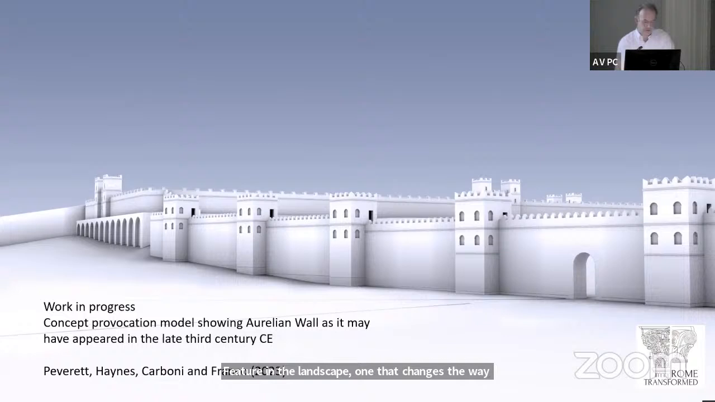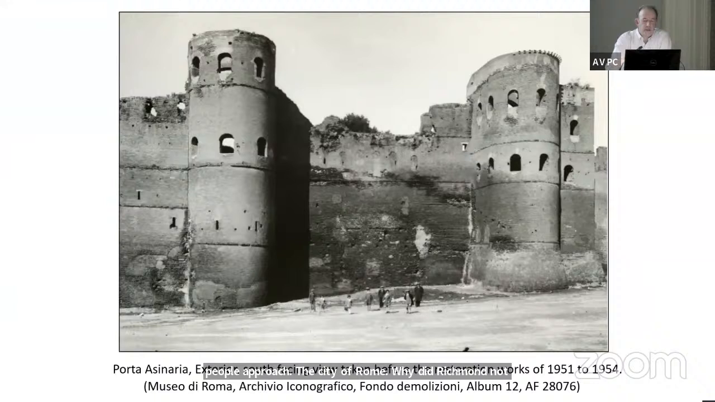Why did Richmond not feel that? Well, to understand that, we need to go back to the history of 20th century research in the area. Here you have the Porta Asinaria prior to the restoration works of the 1950s. It's still obviously an imposing feature. But unbeknown to Richmond, because the work wasn't published at the time of his magnum opus, there had been a small excavation under the center between those two towers, and it had revealed something else.